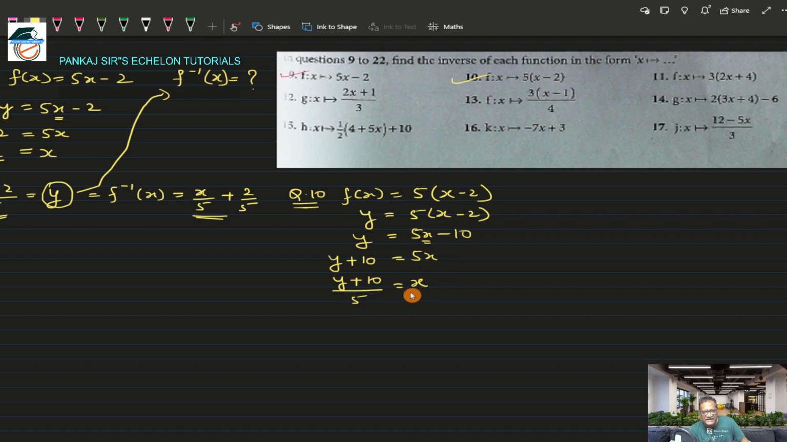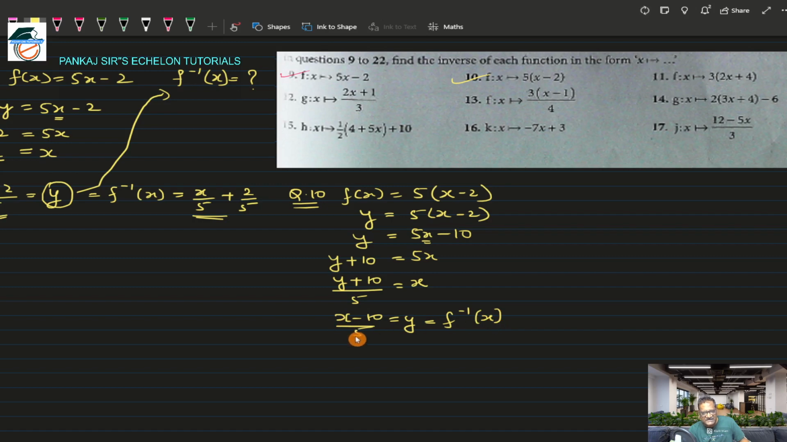Now you have made x the subject. X is isolated totally. Now what you have to do is just swap the x and y. So you will write here x plus 10 upon 5 equal to y. This y is nothing but f inverse of x.